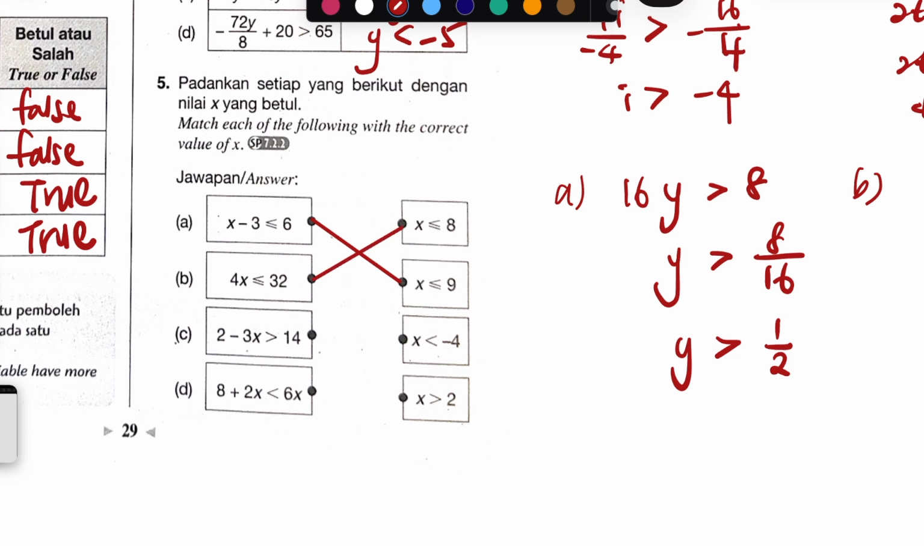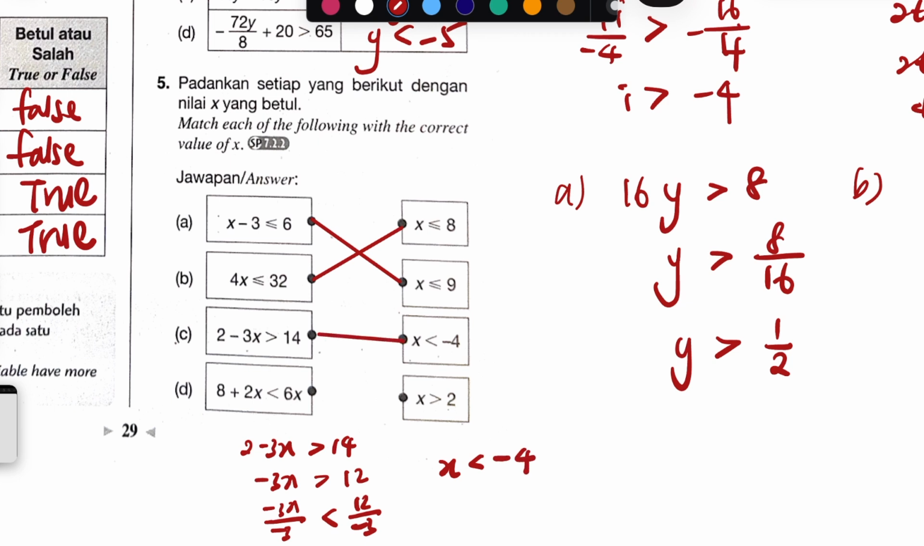Okay, so C. We do the calculation, 2 minus 3x greater than 14. Negative 3x greater than 12. So negative 3x over negative 3. We have to change the inequality sign because we divided by negative 3. 12 over negative 3. Therefore, x less than negative 4. So this is the answer. Alright, since C is the answer, therefore the last one should be greater than 2.